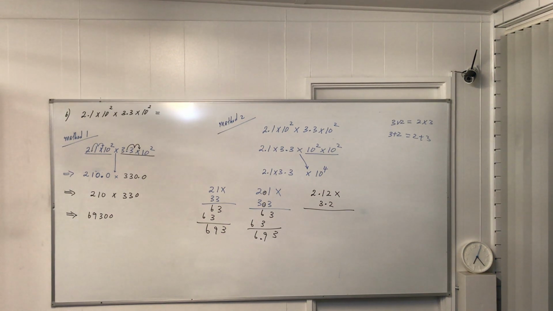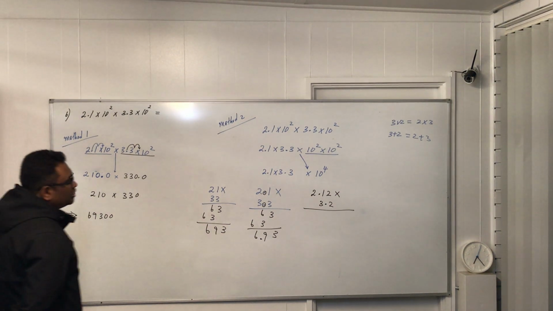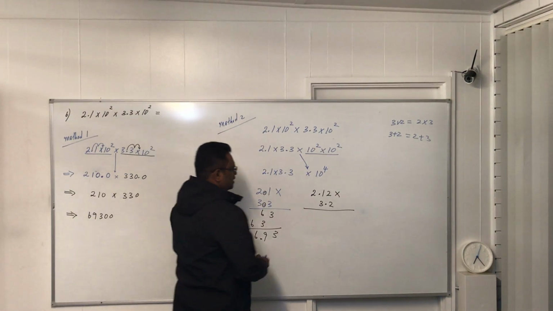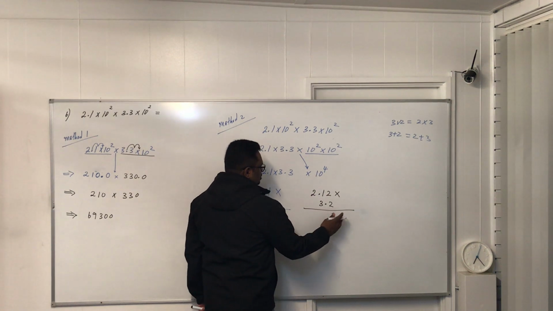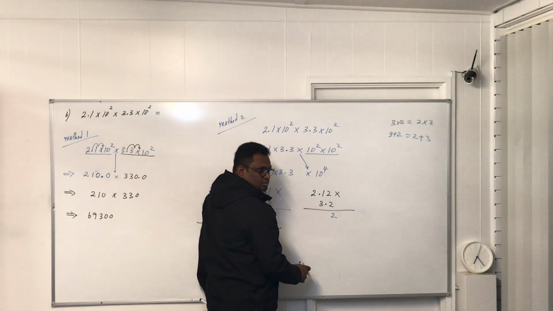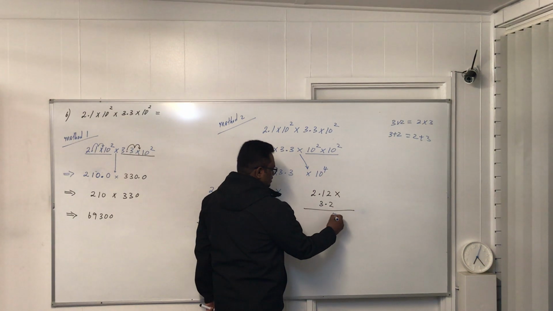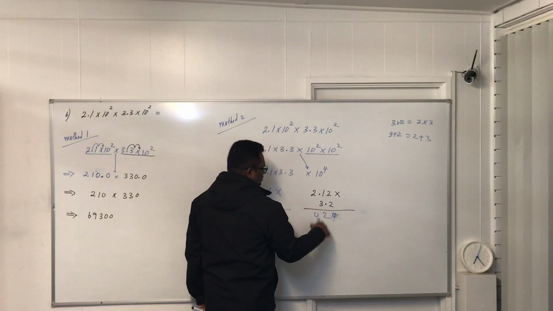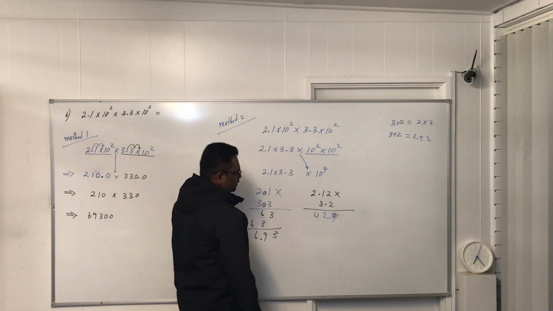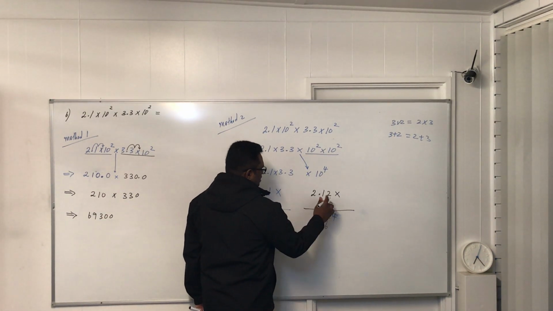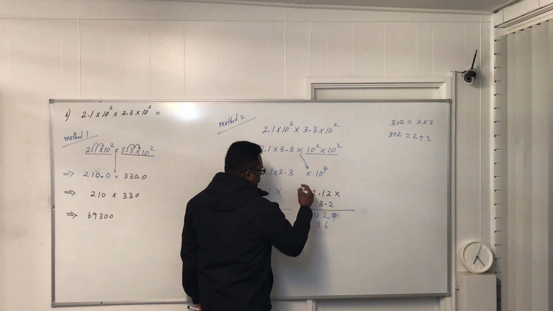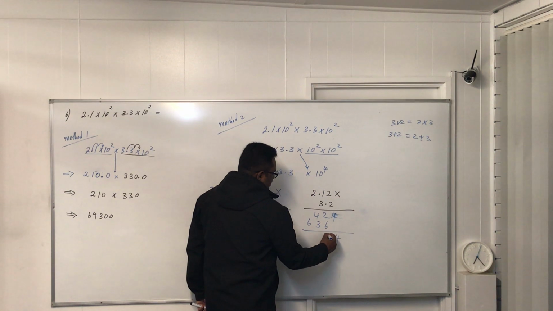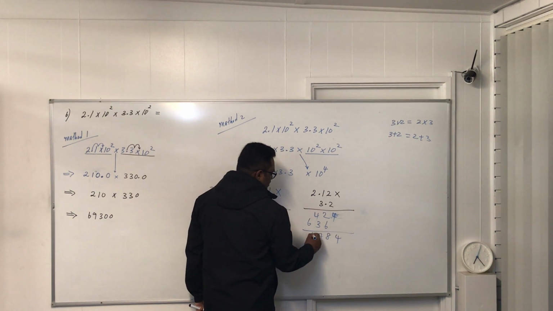Okay, let's do this. Now what is the technique? You forget about the dot and you just multiply. 2 times 1? 2 times 2? 4. Next one? 3 times 1? 3 times 2? 6. Add it. 4, 8, 7, 6.